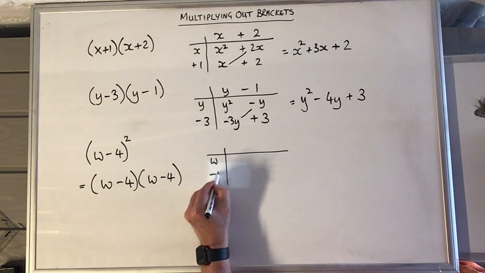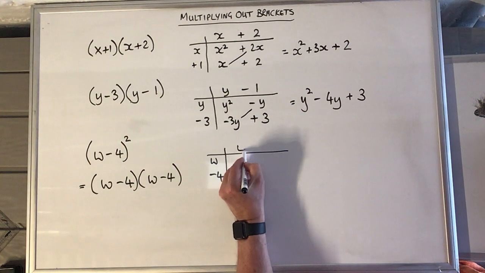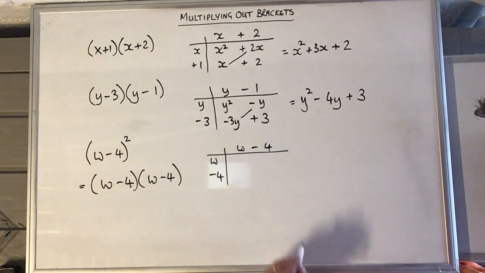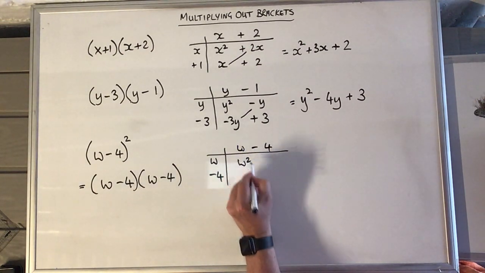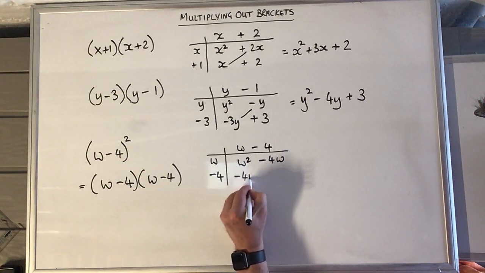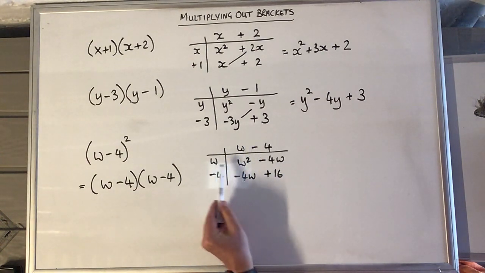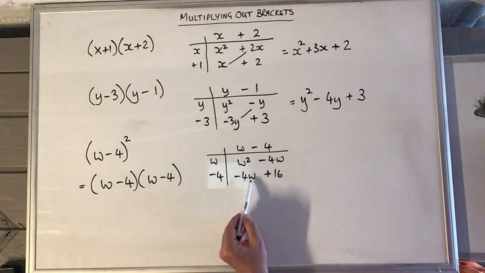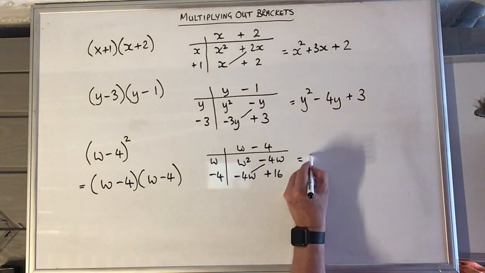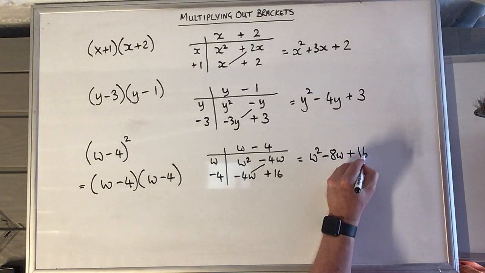This happens to be that the first bracket, W minus 4, is the same as the second bracket. So you've got one going down the side, you've got one going along the top. And you just multiply that out. W squared, minus 4W, minus another 4W, and plus 16 at the end. Tidies up diagonal. Final answer, W squared minus 8W plus 16.